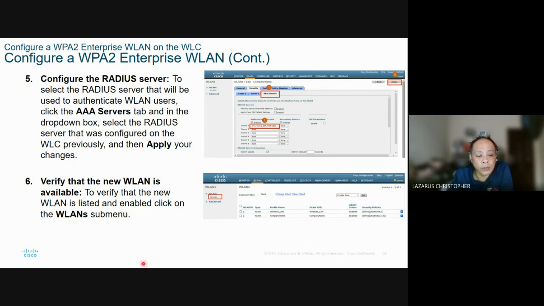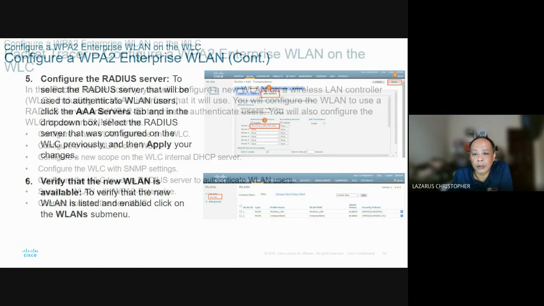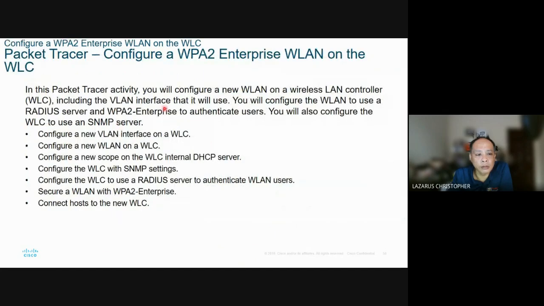Then after that, you verify that the new wireless LAN is available. Click on it, and you can see whether the name that you have configured is there, like this one, the wireless LAN we created earlier as an example. So it's shown, which means the configuration is done and correct, it's available already. You can do this configuration in Packet Tracer exercises.